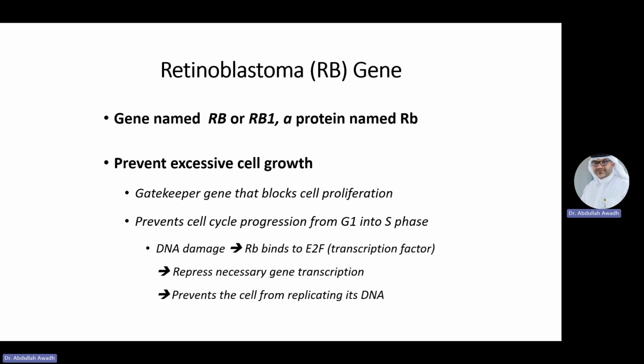If there is DNA damage, then retinoblastoma binds to a transcription factor known as E2F. This will repress necessary gene transcription, preventing the cell from replicating its DNA, as we'll see in the next diagram. So here again, the retinoblastoma tumor suppressor genes are negative regulators, are brakes. They prevent, they repress. This is how their function is opposite to the cyclin-dependent kinases. And of course, they work together in harmony.